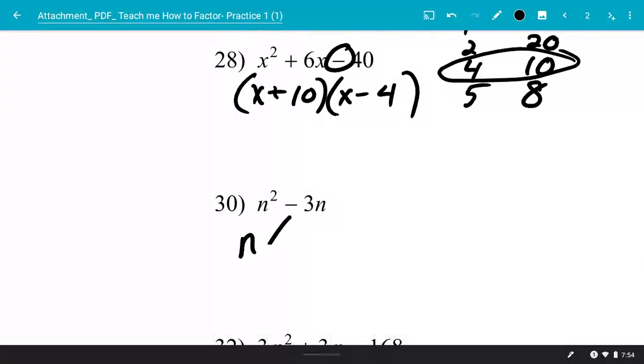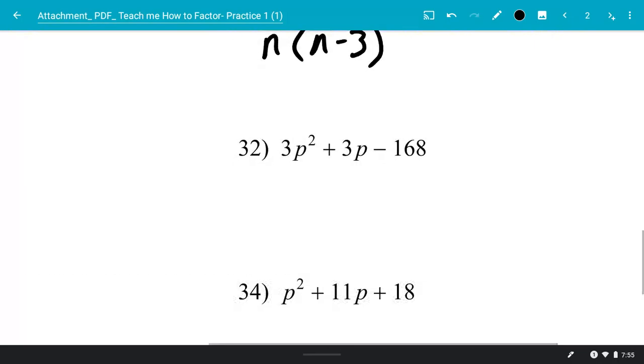Number 30, is there a GCF? Yes, I can pull out an N. I'm left with N minus 3. Whoa, that one probably looked hinky to a lot of people. You didn't realize, hey, there's an N in both of those.